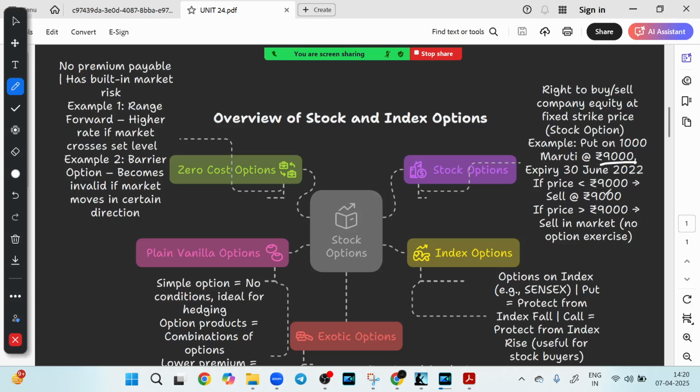That means it gives you the right to buy or sell a company's equity. So in this case, you have a put option. That means you can sell at 9,000. Suppose the price is below 9,000, then you will exercise this option. And if the price is higher than 9,000, you will not exercise. You will simply sell in the market. So that is what a stock option is all about. I told you about the stock option. It is a smart move to lock in or hedge against loss.